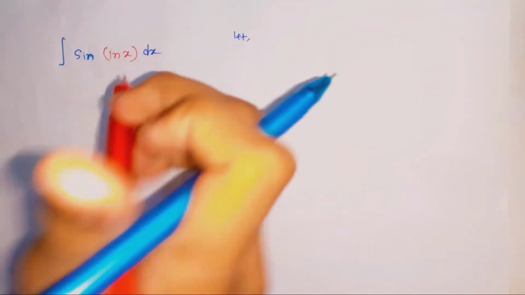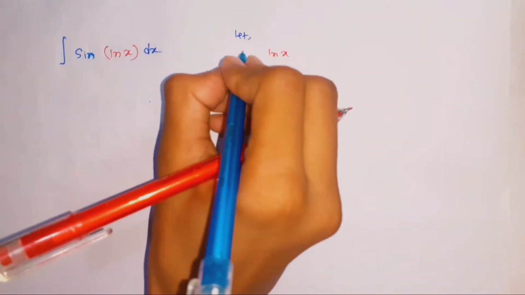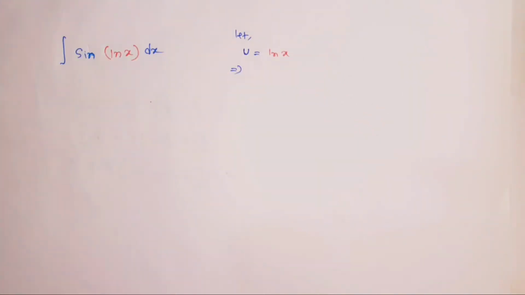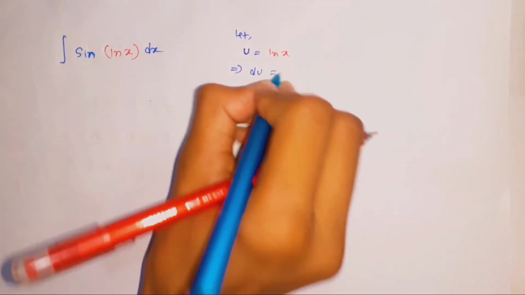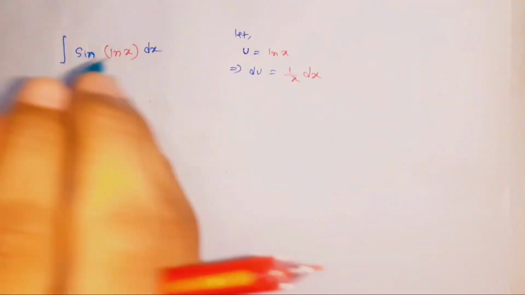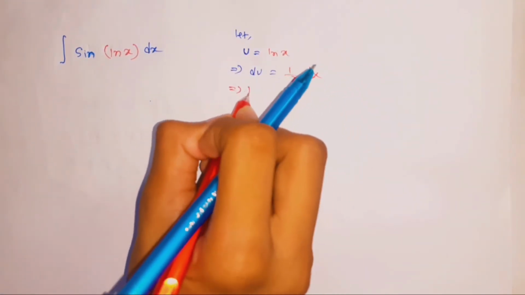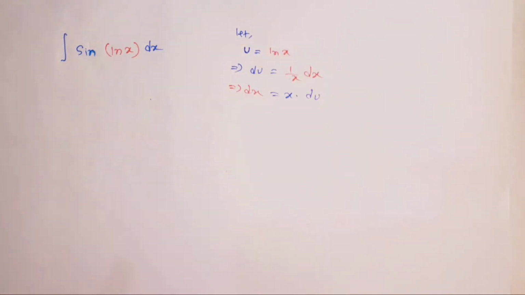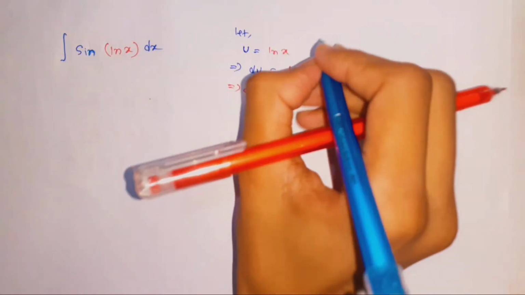We are going to substitute ln of x with u. Now if we differentiate both sides with respect to x, we will get du equal to 1 over x dx. Now we want to isolate dx, so dx equals x times du. And now we want to write this x in terms of u. So let's see how we can do that.